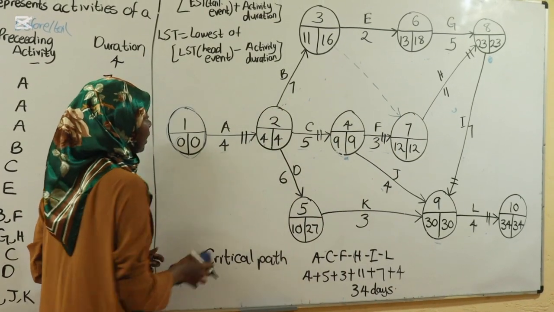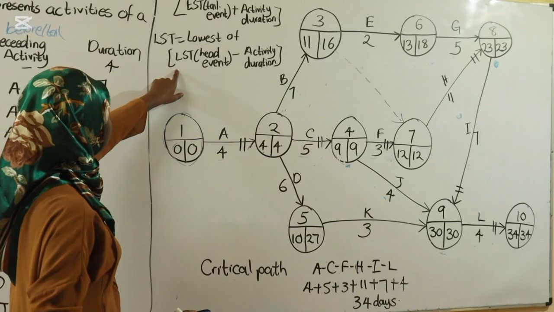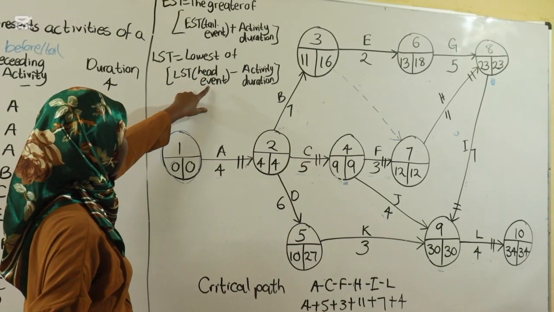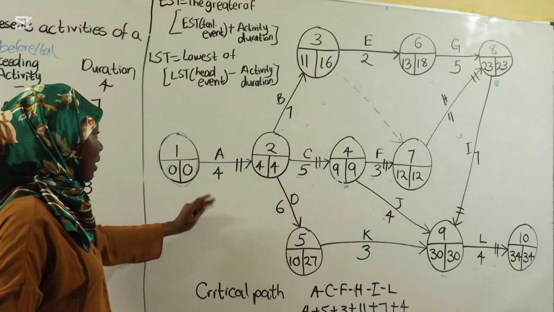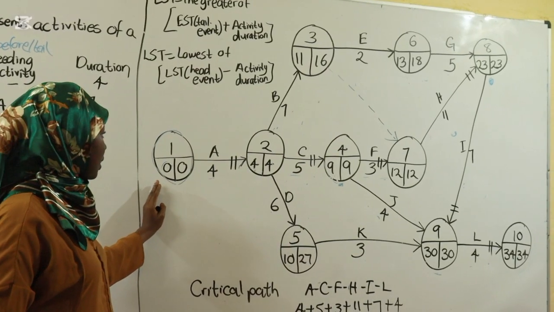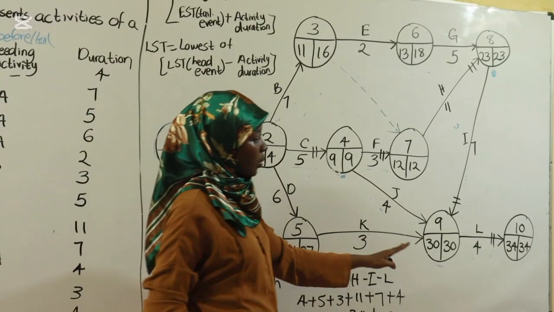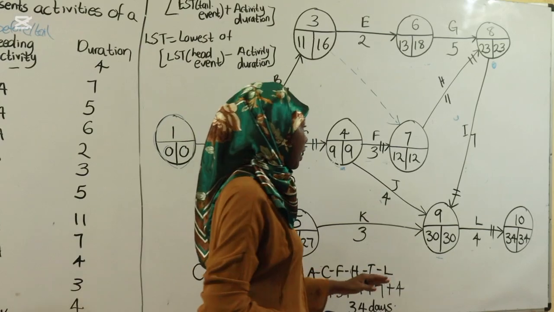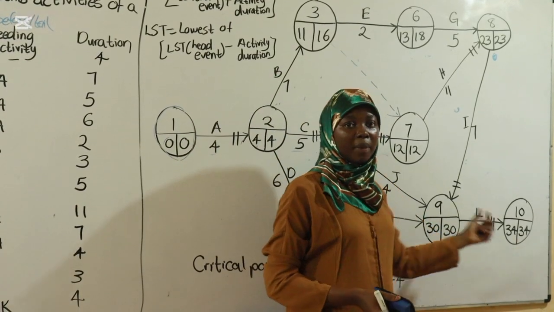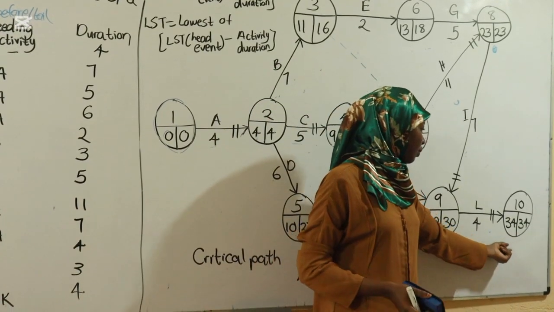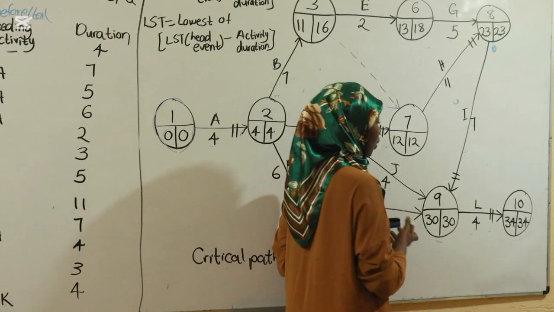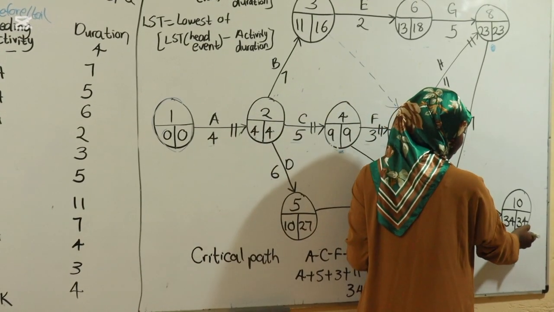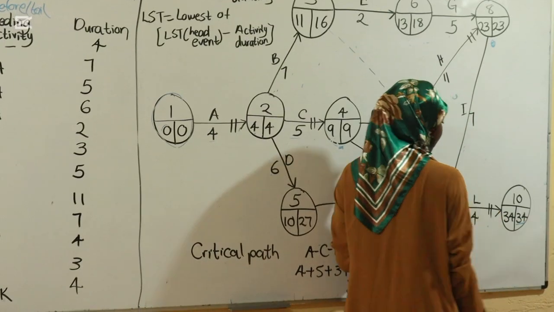When you're calculating LST, the formula says the lowest of LST head event minus activity duration. Remember when you're doing EST, we started from the start point, we went all the way to the last point. Now when you're calculating LST, you work backwards. You start from the last point, you work all the way to the starting point.